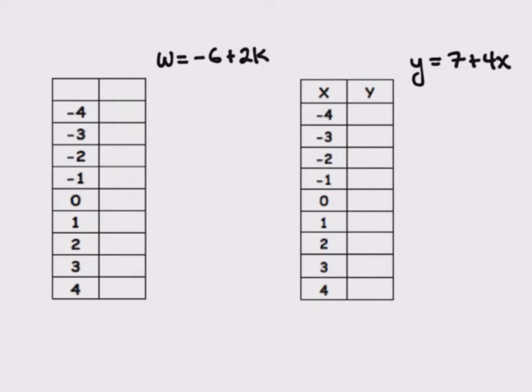Alright, let's take a closer look at 2 of those 4 equations that we just looked at. w equals -6 plus 2k and y equals 7 plus 4x. And what we're going to do is fill out a table of values for each of these equations.